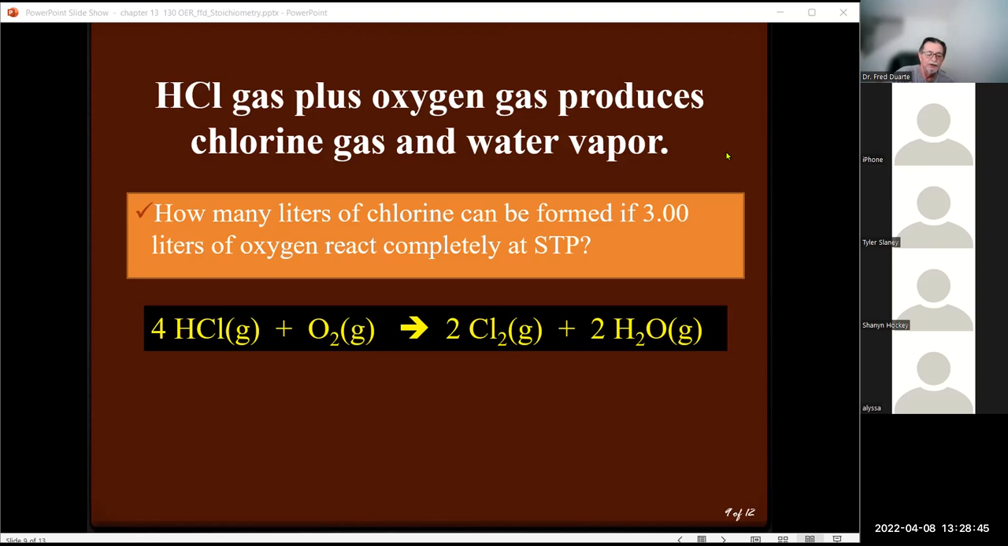All right, so the question says, how many liters of chlorine can be formed if 3 liters of oxygen react completely at STP? Our concern is how many liters of chlorine can be formed if 3 liters of oxygen react completely. So the relationship we're concerned about is simply the O2 and the Cl2, which is 1 to 2.